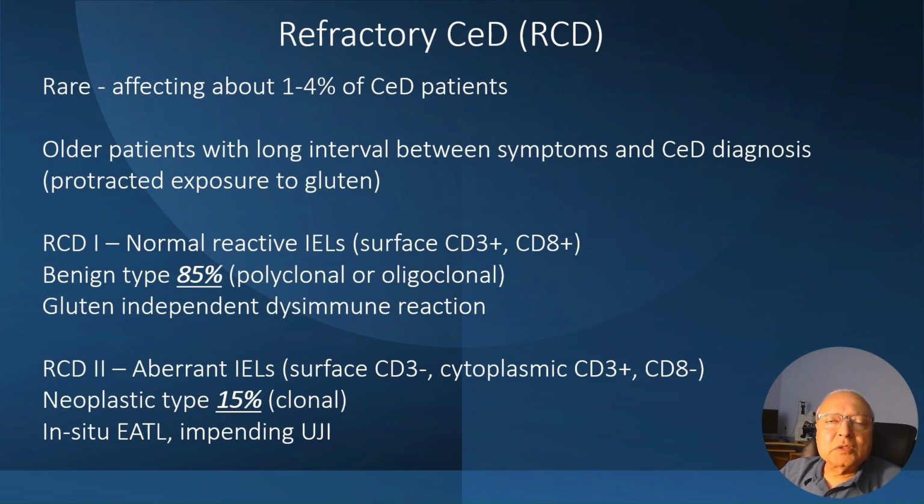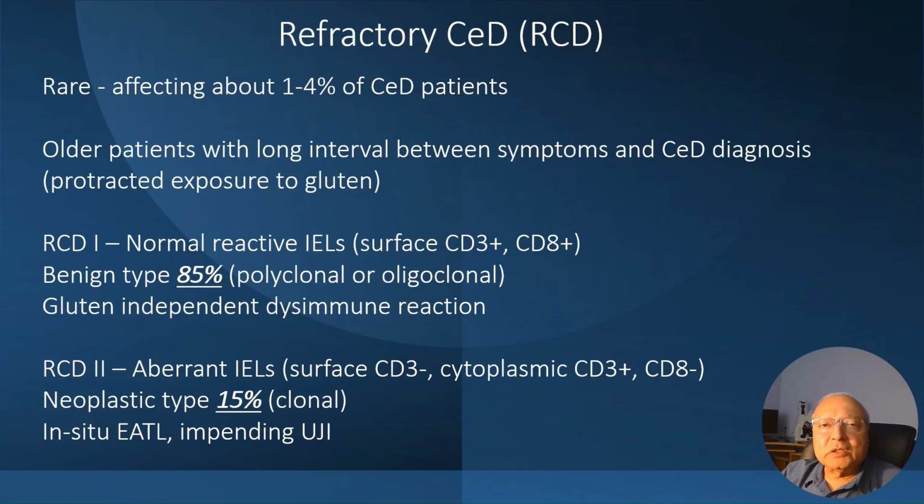Now, for a pathologist, sometimes there is an important question posed by the gastroenterologist that there is a patient who has celiac disease but is not responding to gluten-free diet. So this is refractory celiac disease. It is rare. It affects about 1 to 4% of patients with celiac disease, and it tends to occur in older patients with long interval of time between symptoms and the correct diagnosis of celiac.